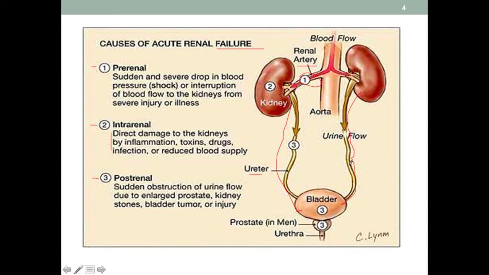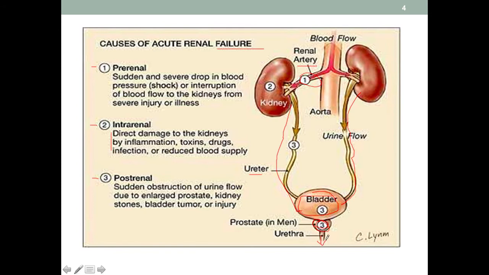Or blockage here could be done by a tumor, or the blockage could be somewhere here in the bladder itself. So if we have a cancer or a huge tumor mass in the bladder, or say in male patients, if this prostate tissue here becomes enlarged, and that can happen with cancer or just being related to the normal aging process, it could also disrupt the urine flow through the urethra, which is what dispels the urine outside of the body.